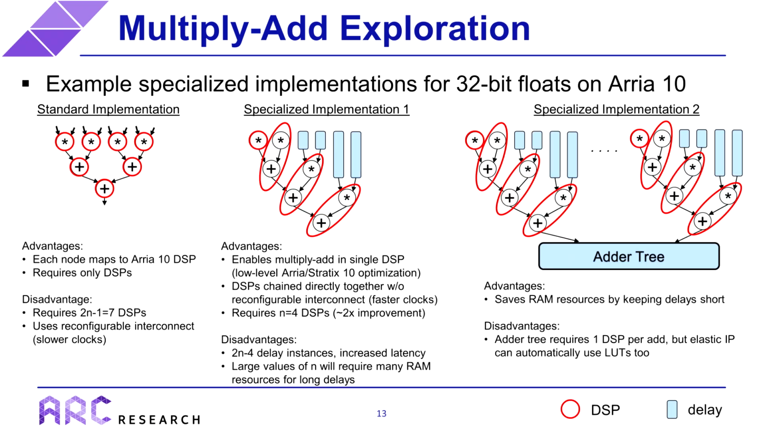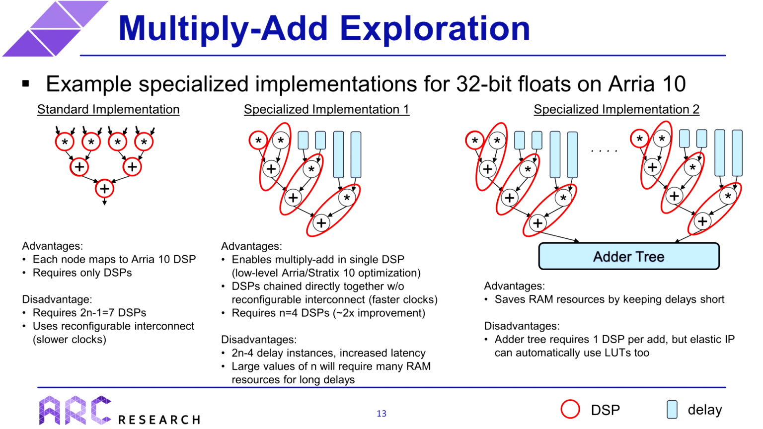So this slide illustrates three of many possible implementations that will be discovered during exploration. For this example, we target 32-bit floating point on an Arria 10, where each operation is already pipelined, so we omit any registers in the figures. Now the leftmost example is the standard way of implementing a multiply add. The advantage of this implementation is that each node maps to a single Arria 10 DSP unit, so it only requires DSP resources and leaves everything else free.